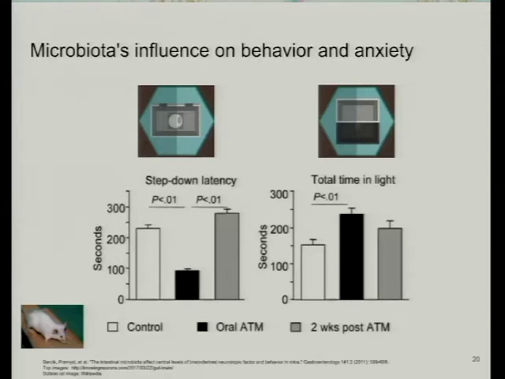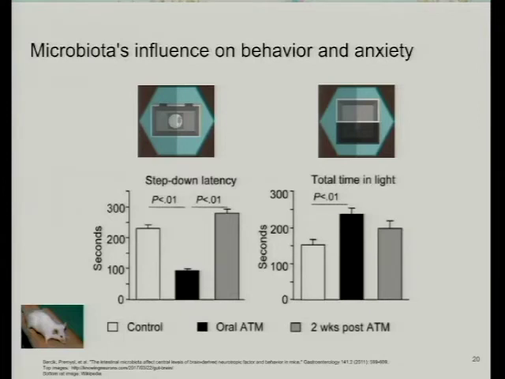And so then they subjected them to these anxiety tests. On the left, you can see the results from their step-down test. The controls took a little over 200 seconds to walk down from that platform. However, the antibiotic-treated mice took only 100 seconds to get down. So this suggests that they're less anxious and they would want to explore a little bit more, again suggesting that the microbiota might have some influence on anxiety.